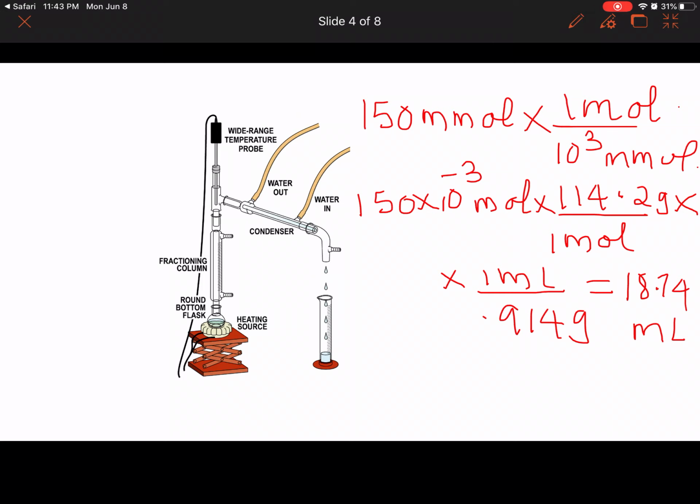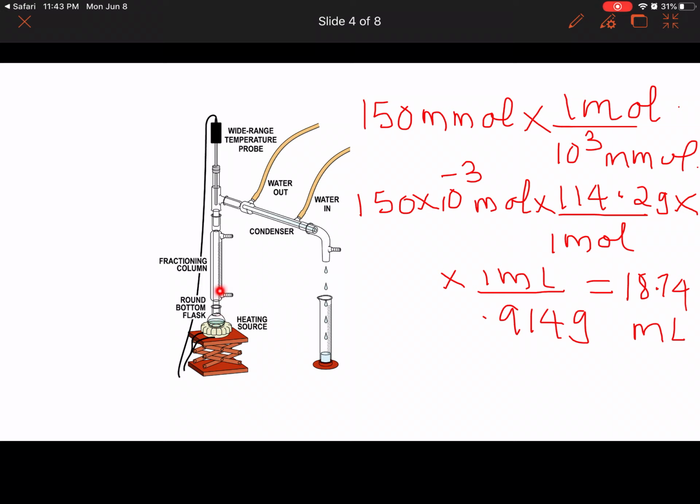So you're going to be using 18.74 milliliters of methyl cyclohexanol, and you put it here, and then you will also put 5 milliliters of phosphoric acid as your catalyst. Then you put some boiling chips, and make sure you grease the joints when you set it up, and then you're going to heat it. You put a stir bar inside also, so the reaction is taking place. You are making methyl cyclohexene and water, and you heat it.